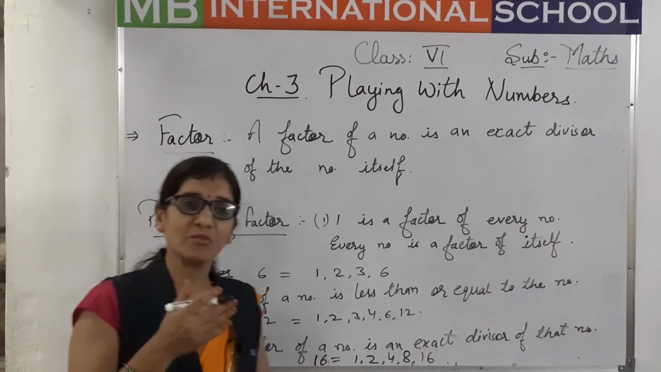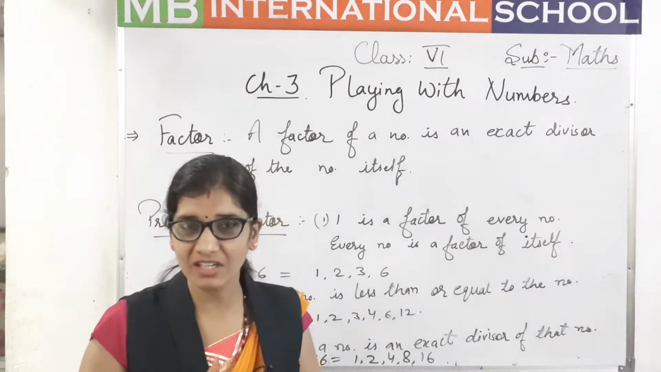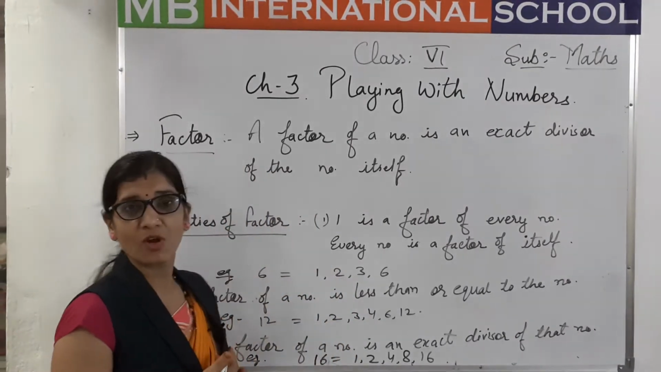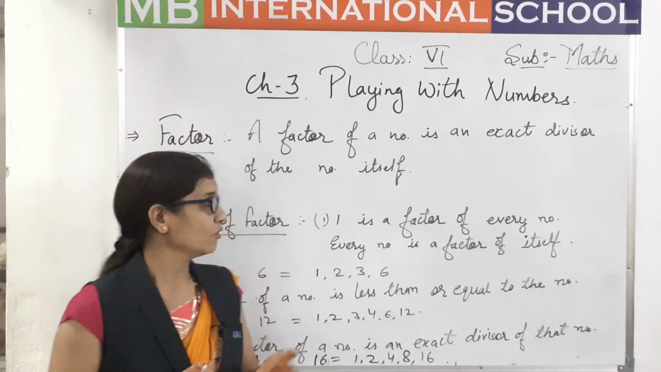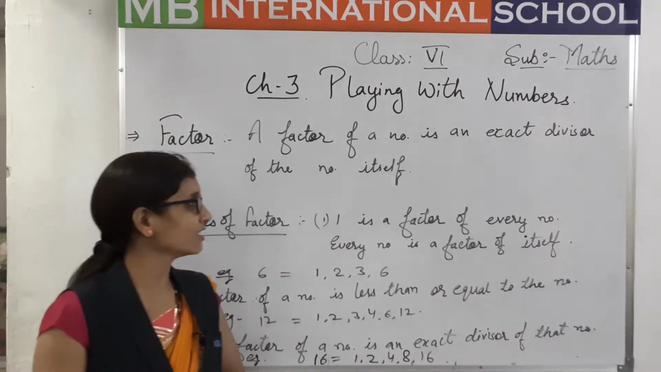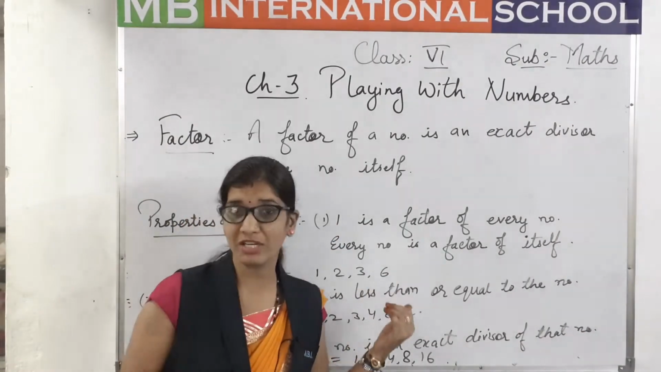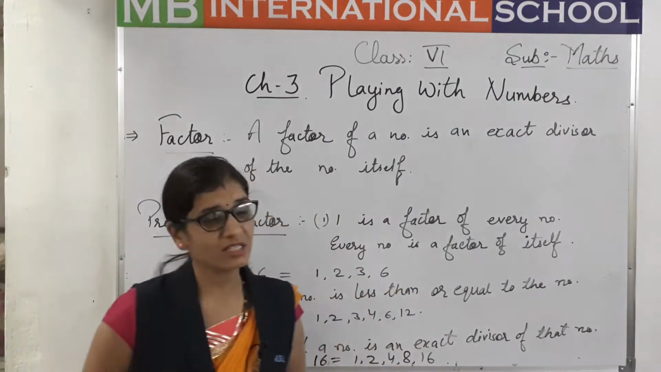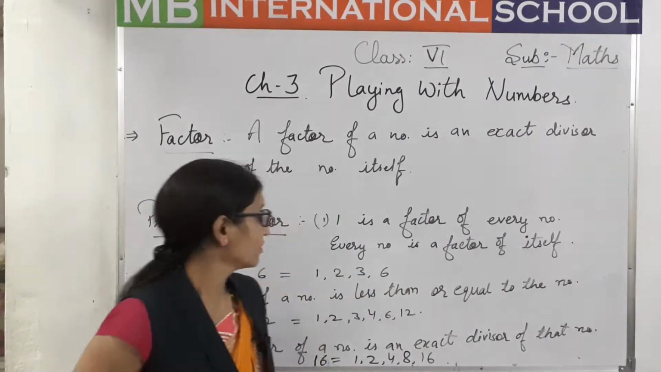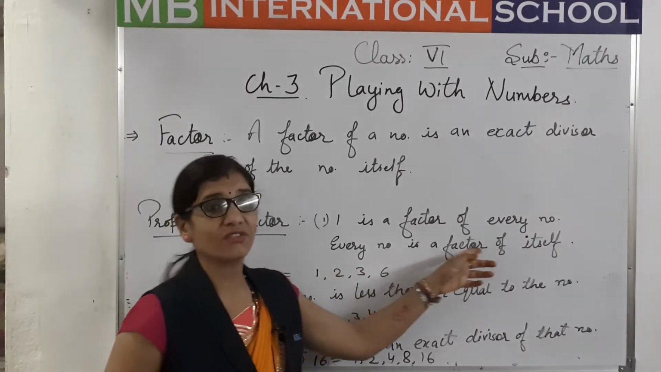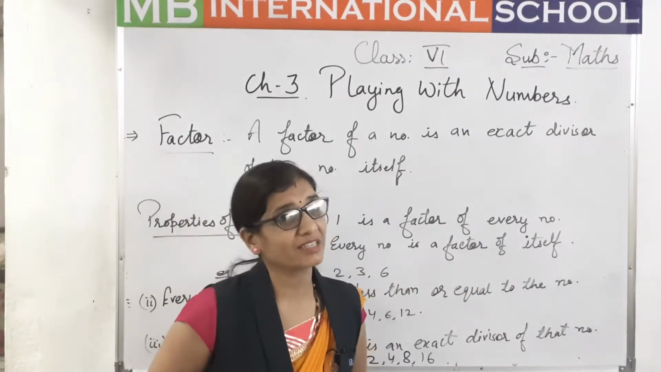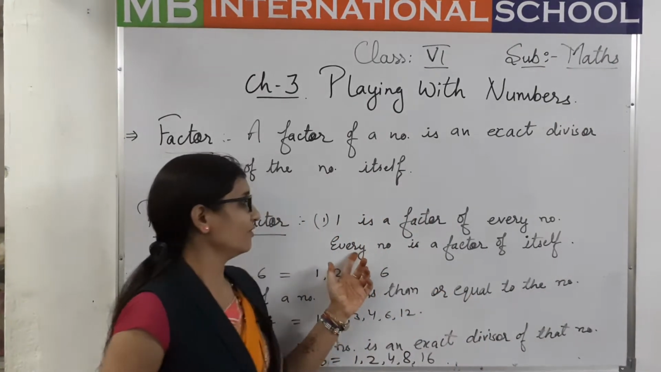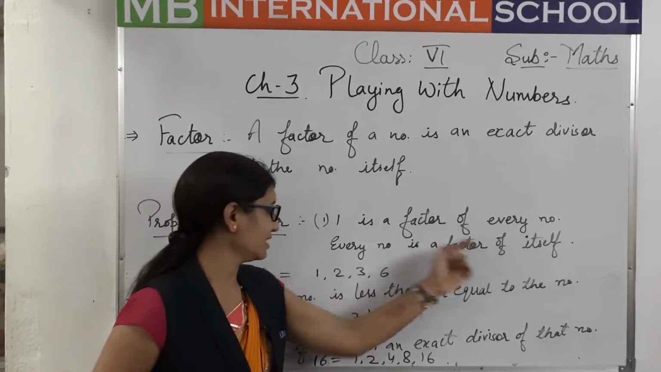फैक्टर मीन्स वो नंबर जो उससे एग्जैक्टली डिवाइड हो जाता है उसको हम कहते हैं फैक्टर. Now some of the properties of factors are here. First property is 1 is a factor of every number. Just now I explained to you, 3 multiplied by 1 is 3. So 1 is a factor of every number. Every number is a factor of itself. Now 3 is a factor of 3 itself. So we can say that every number is a factor of itself.